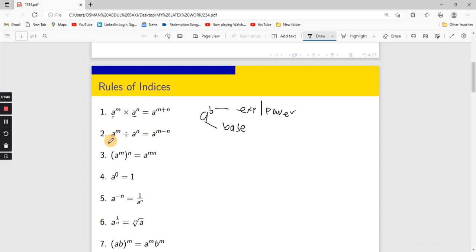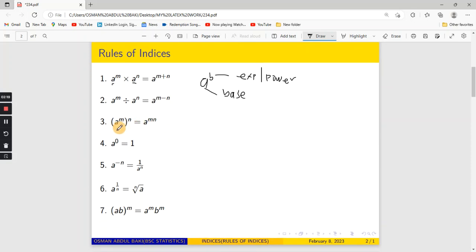Now let's go to the second property. When the bases are the same and you are dividing, you subtract the powers. So here that is why we have m minus n. That is, you subtract n from m.